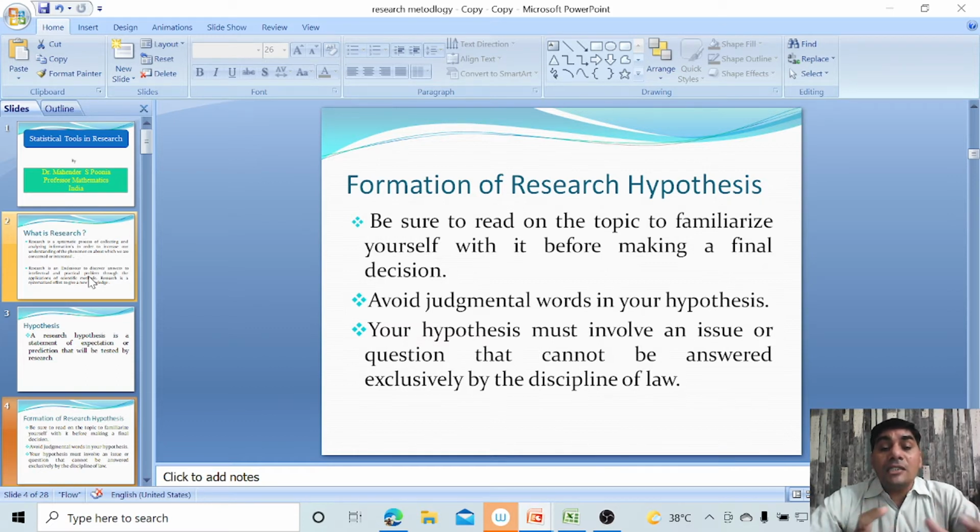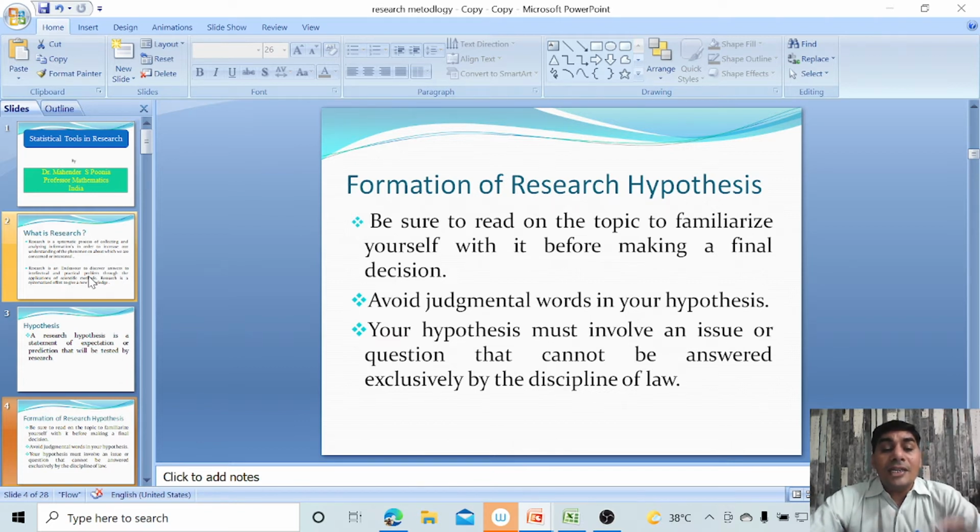Second, avoid judgment words in your hypothesis. Your hypothesis should be according to your population and according to the previous research. It should not contain your judgment. So always avoid judgment words in your hypothesis.